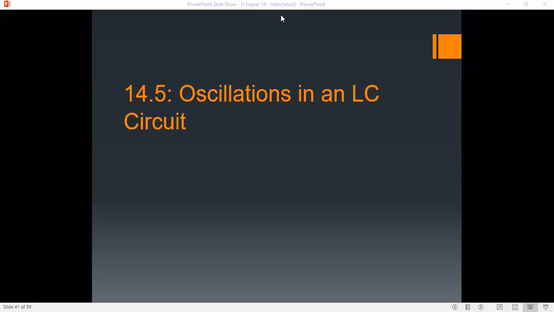Okay, now we're going to put everything together here. We're going to put together the inductor, okay? So the L is for inductor, and we know that the inductor can store energy in the form of a magnetic field. And that's why it produces that back EMF. It takes time for that magnetic field to build up.